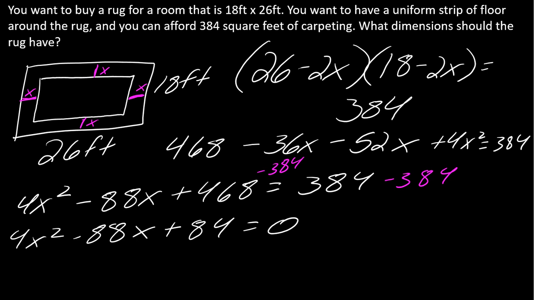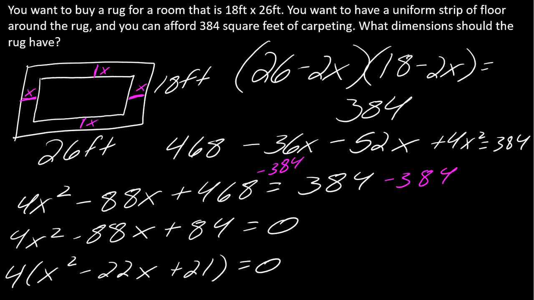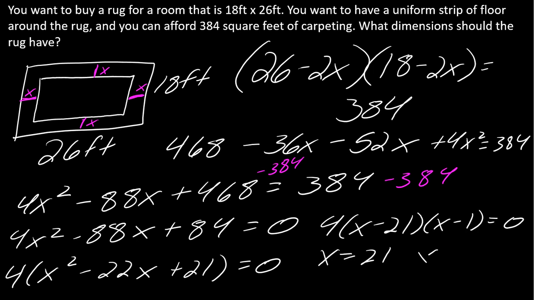So you might notice that I can factor 4 out. So that's pretty cool. And then, can I factor this? Totes my goats. So this will be 4 times (x minus 21)(x minus 1). So I have x equals 21 or x equals 1.